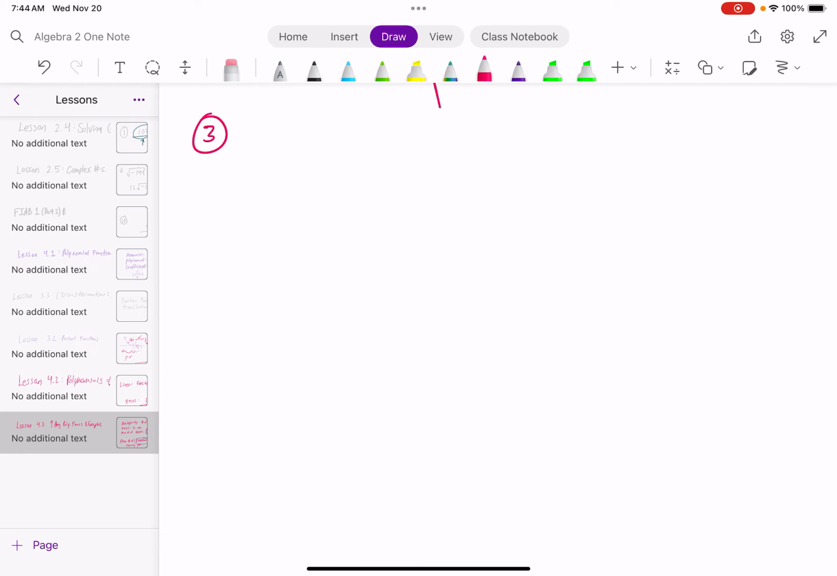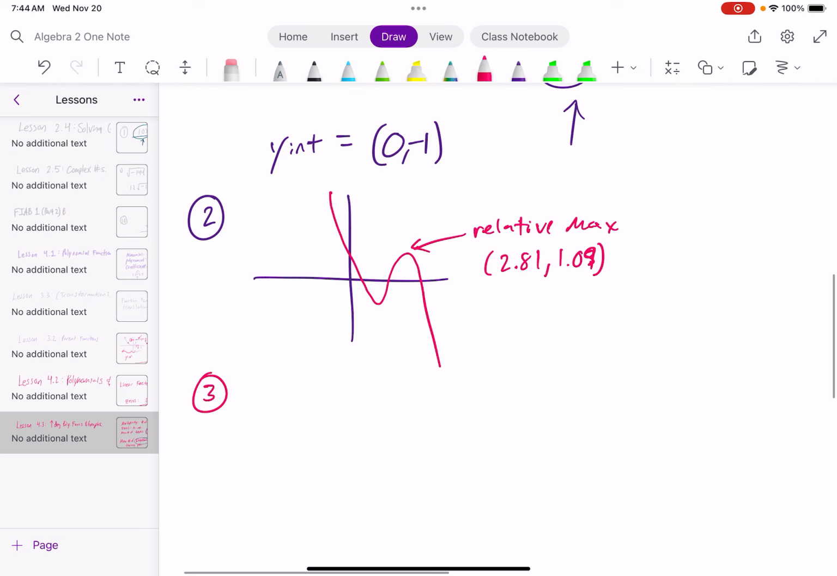For 3, it says the function is graphed below. Use the graph below to find the relative minimum. And again, the relative minimum would just be for number 3 right there. So hover over and your answer should be 1.2, -1.1.